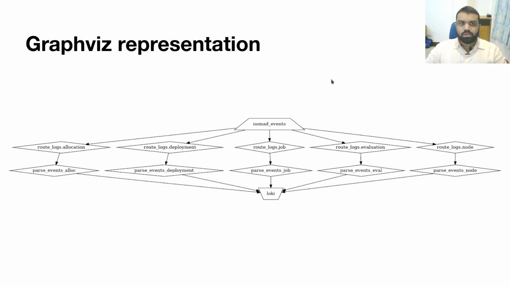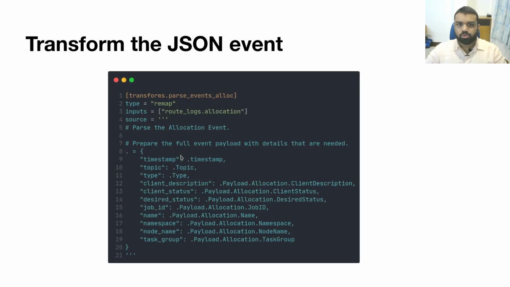This is a GraphViz visualization of the whole Vector pipeline. First part was nomad events, which was an HTTP API server, and then we use a strategy called routing, where we route different types of events separately. We need to do that since the payload key will be different for each type of event, so we need different transformations for each. Over here you saw this transformation was for the allocation event.